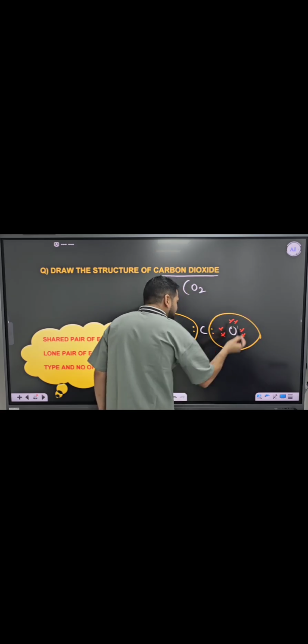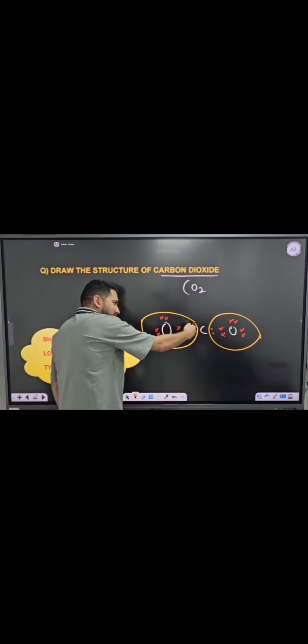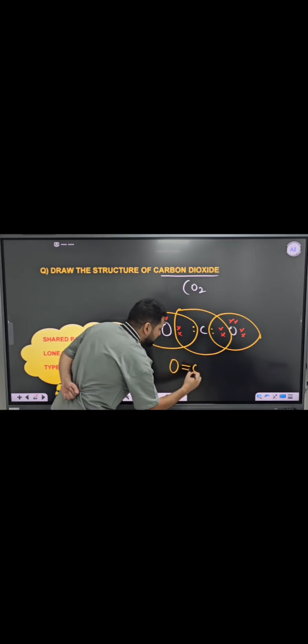Now guys, quite simple. Oxygen, in order to gain stability, will get 2 electrons from this carbon. 2, 4, 6 and 8, stable. This oxygen will get 2 electrons from this carbon, stable. Since carbon is sharing 2 electrons from here, 2 electrons from here, in return carbon is also stable. Now what I can conclude from here? Can I say that oxygen is making double bond with carbon, and this carbon is making double bond with oxygen?